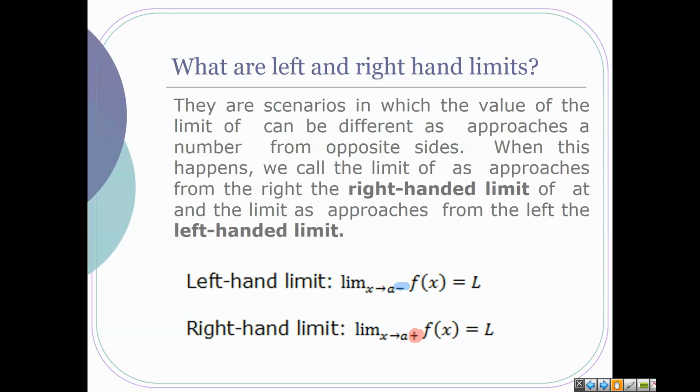Because if you think about a number line, as you approach from the left, you're coming from the negative side. And as you approach from the right, you're coming from the positive side. So that's where the negative and the positives came into play. Even if you're not approaching 0, approaching any number from the left is negative and from the right is positive.